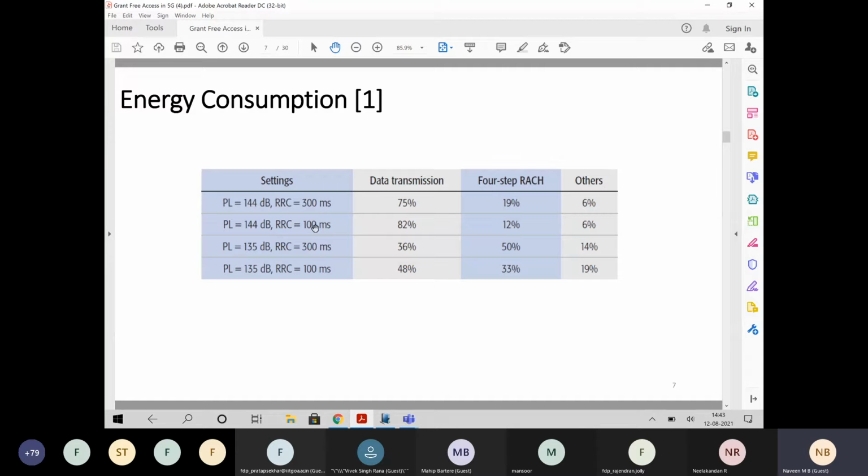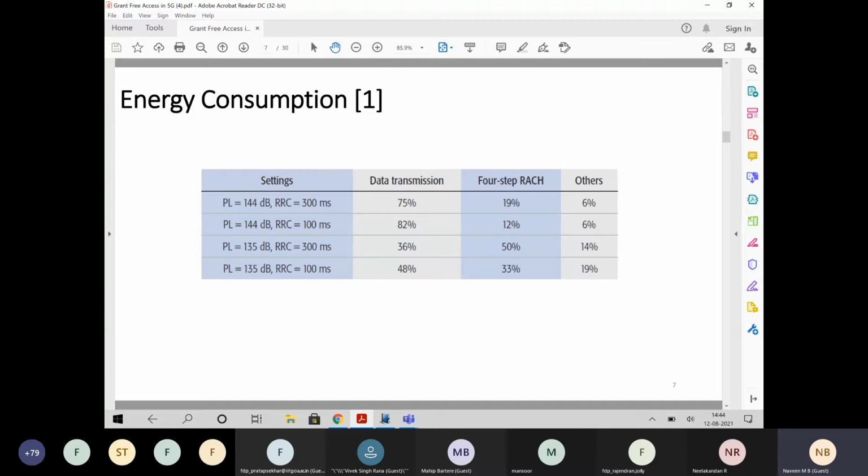However, if connection time is small, that is 100 milliseconds, 12% of the time goes in the RACH, 82% goes in data. Now look at this. Path loss is 135 dB. Data transmission will take only 36% of the time, but the RACH transmission will take 50% of the energy, depending on the path loss.